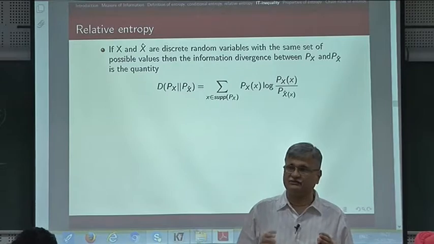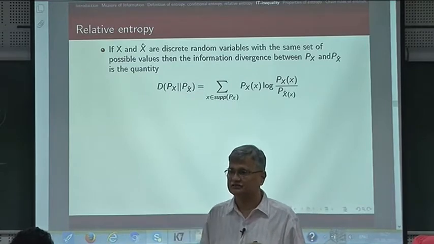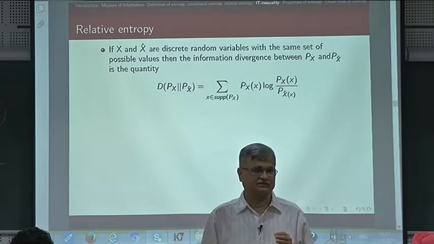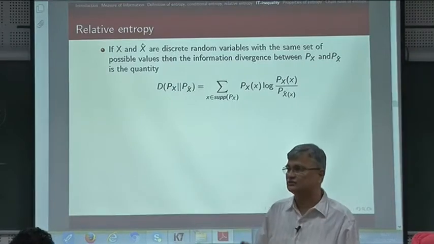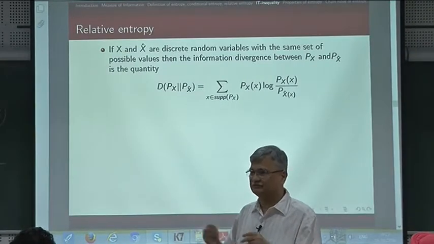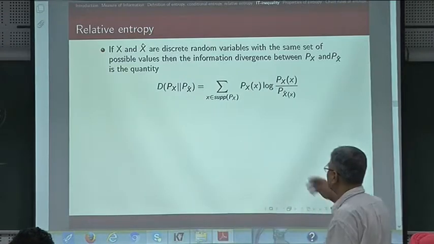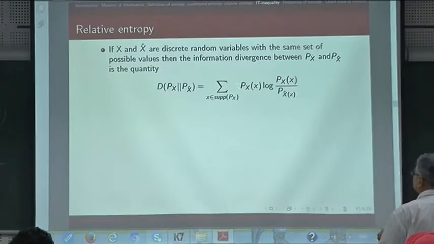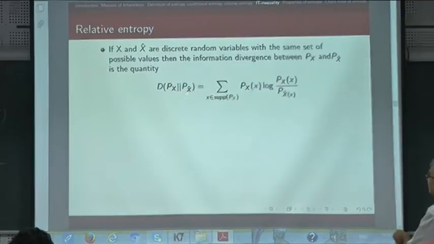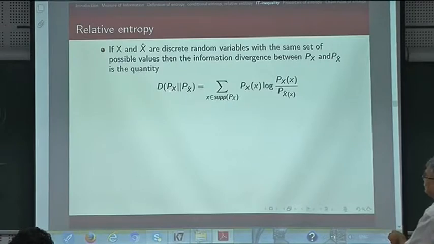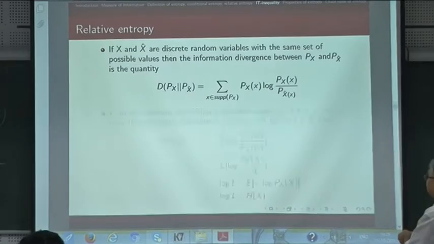And because this concept is also useful in statistics, it has multiple names. In fact, in statistics literature it is known as Kullback-Leibler measure. In some books it will be relative entropy, sometimes it will be known as information divergence, but essentially the symbol is these two parallel lines. So, Px parallel lines Px hat, that means it is trying to find the distance between the distribution function of x and x hat, and it is defined like this: summation Px(x) log of Px(x) divided by Px hat(x).